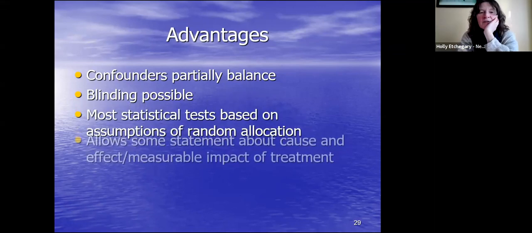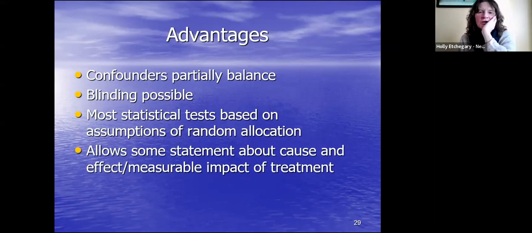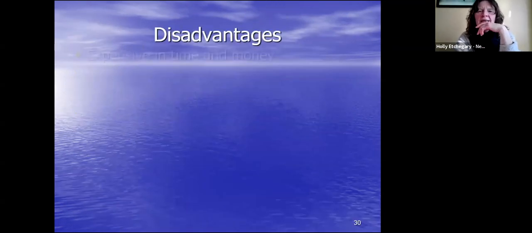Most of the statistical tests that we do are actually based on assumptions of random allocation. And so when we randomly assign people, we can theoretically have a better statistical plan. Not that I'm a statistician, but most of the tests we do are based on that. And the RCTs really are the ones that at least allow you some statement about cause and effect, or what is the measurable impact of whatever, exercise A, drug B, etc., which is important.